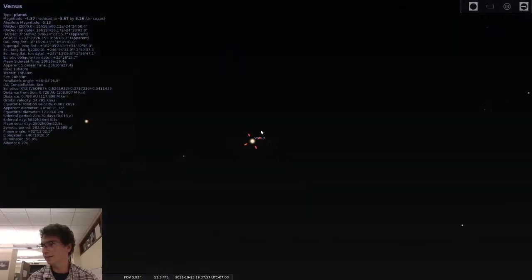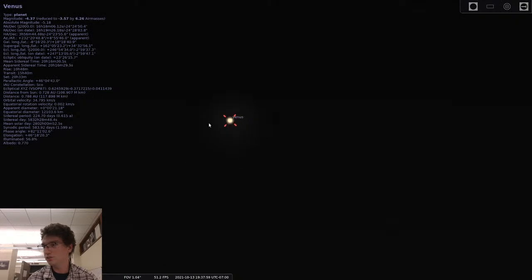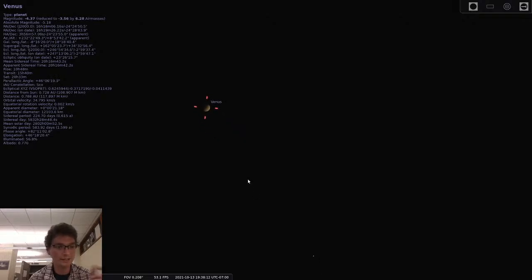Venus is a cloudy planet, so if we zoom in on Venus, if we simulate having a telescope, we don't really see much. We see some slice of Venus, the same way that we see slices of the moon. Venus has phases, but that's really all we see. We just see this kind of hazy crescent.